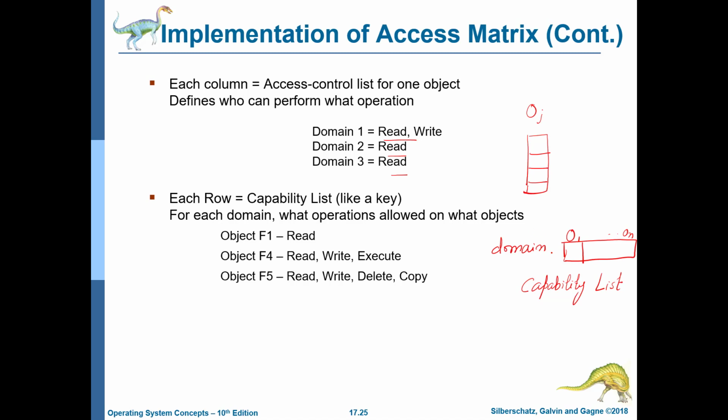Why is it called a capability list? Because in a sense, it is specifying the capability of a domain: what exactly it can do in terms of all the objects that it can access. What exactly can it do in terms of reading, writing and executing? So the term capability list comes out of the access matrix. If we split the access matrix column wise, we can think of this as the access vector for a given column. If we split it row wise, we can think of this as a capability list for each domain.